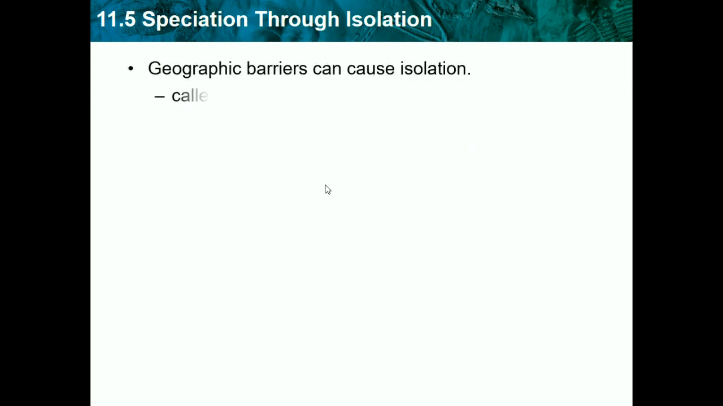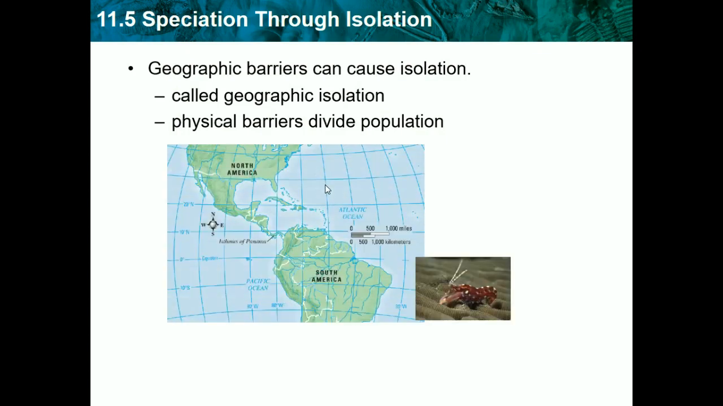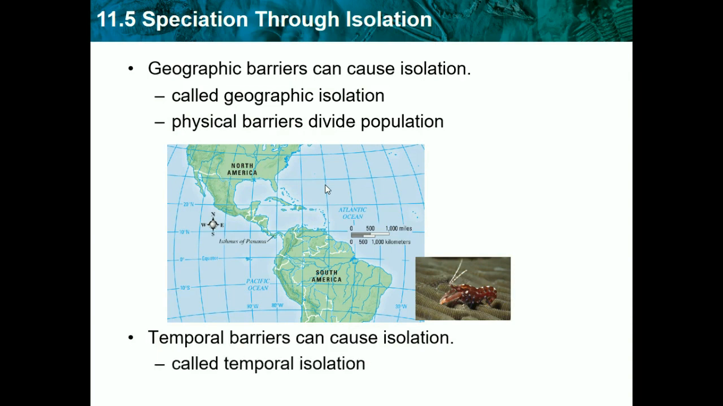Geographic barriers can also cause isolation, which is geographic isolation. And these are physical barriers that divide populations. It could be an ocean, a river, a desert, maybe mountains even, whatever it is. And then there's temporal barriers which cause isolation. This is called temporal isolation, and this is basically the times which certain species mate. So if they mate in the beginning of summer or like after winter in the spring, it's different for each species.